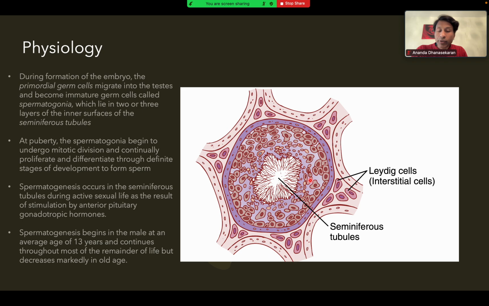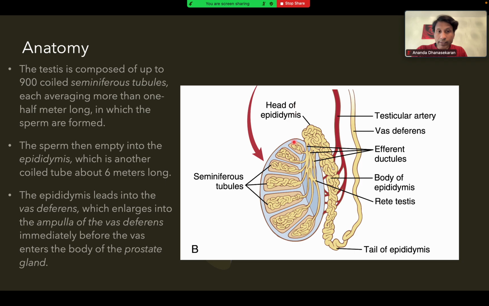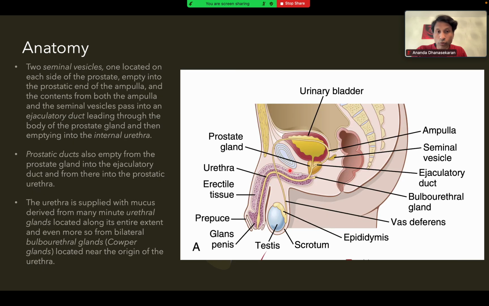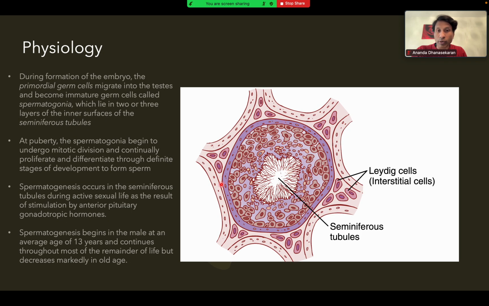Now we are going to discuss the physiology of how these seminiferous tubules work and how the sexual vital fluid is produced. So this is the cross section of the seminiferous tubules. Just to understand, if you take one seminiferous tubule and cut it, you will see it like this. There is one seminiferous tubule, another one here, another one here. There are multiple seminiferous tubules around.